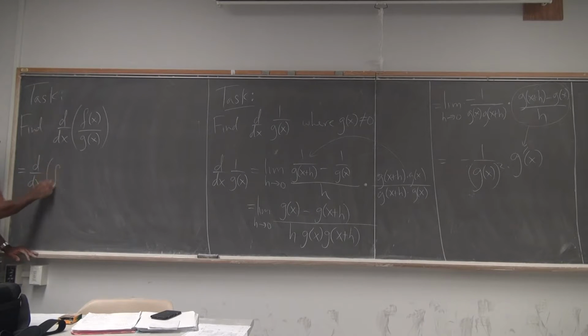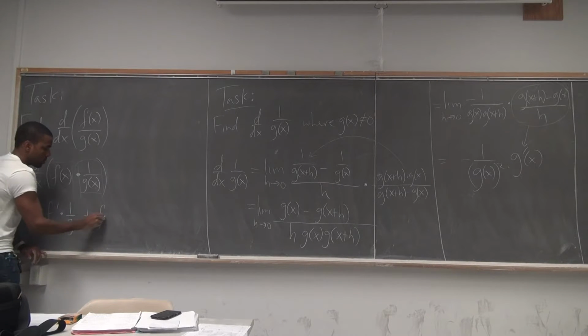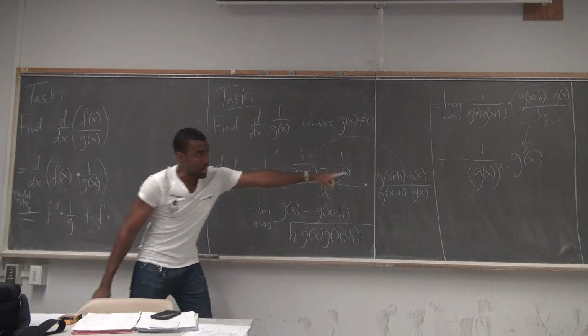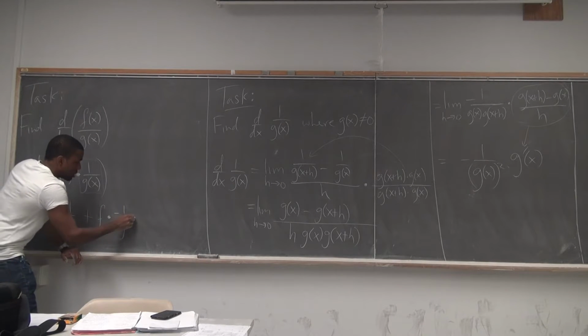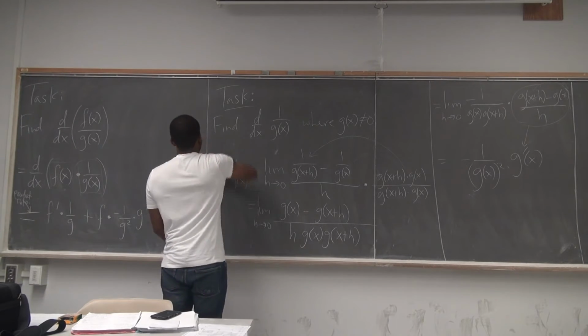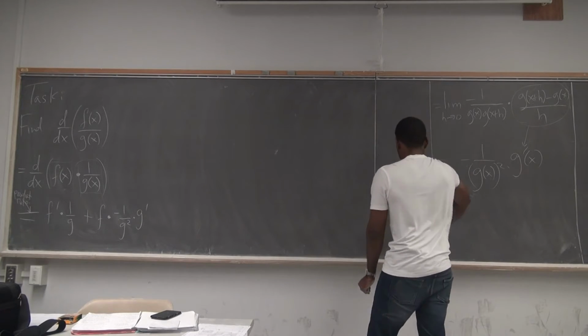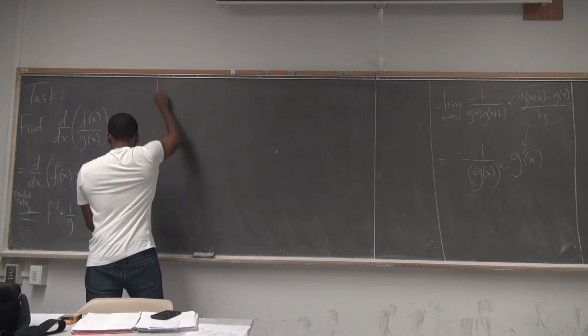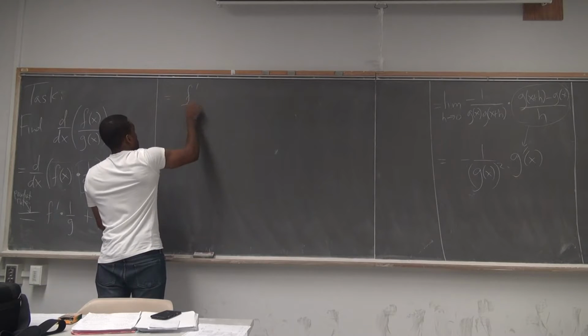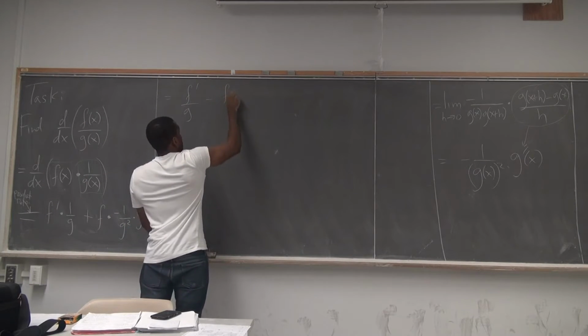I'm actually going to rewrite this. Now I have two functions being multiplied together, which means I can use the product rule. The product rule says I differentiate this, leave that one alone, plus leave this one alone, and differentiate this. Well, what is the derivative of this? It's that. So this is minus 1 over g squared times g prime. So now I have f prime over g minus f times g prime over g squared.